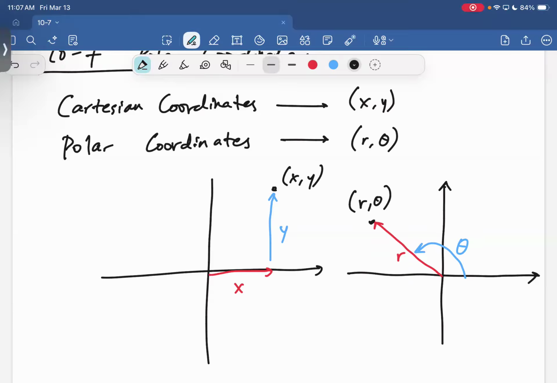R represents the radius. So the first number represents the radius, the distance from the origin, and the second number represents the angle that it makes with the positive x-axis in the counterclockwise direction. Any questions? Question. Can you keep this on here a bit longer so I can write it down? Sure.